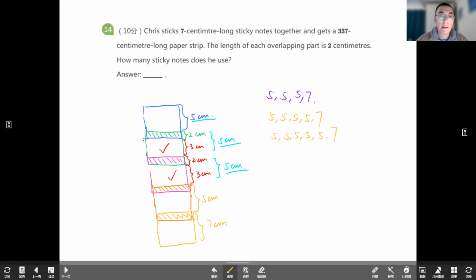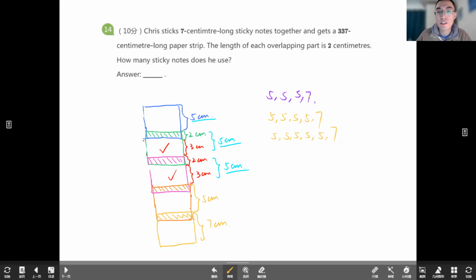And so by now, if we want to find the sum, we know that the sum is 337 centimeters. If we want to find the sum, one easy way is that you see here, the 7 is the only thing that's different from all the other numbers. Everything else is a 5. Only the last one is a 7. So why don't we change the 7 into a 5?